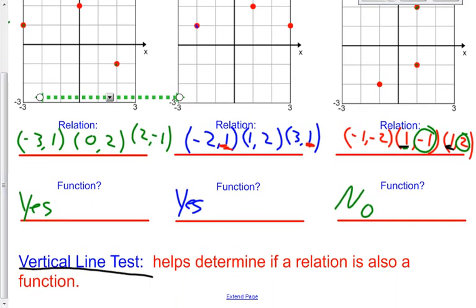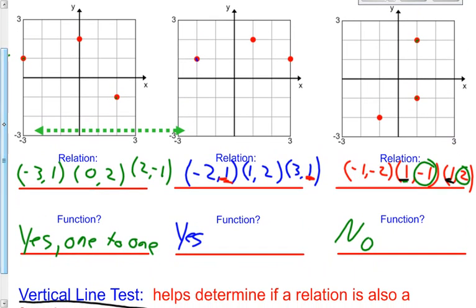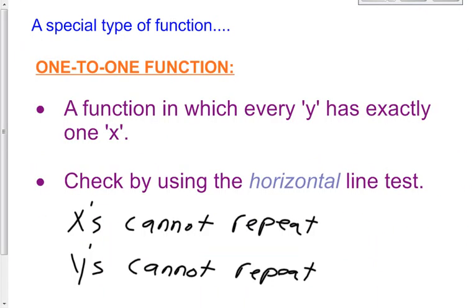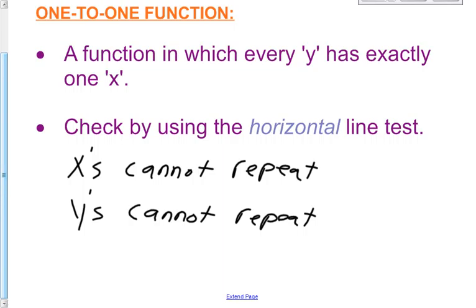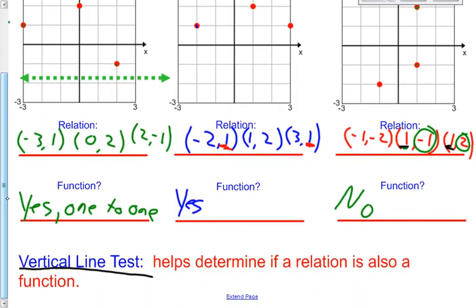So is it a function? We would say yes. And not only is it a function, it's also a one-to-one function. We know that because it passes the vertical and the horizontal line test. And also, class, remember the hint that I told you right here? The x's cannot repeat and the y's cannot repeat. If we look here, do any of my x's repeat? -3, 0, 2. No, the x's do not repeat at any time. Do my y's repeat? 1, 2, -1. Nope, they're all three different points. So this one is not only a function, but it's also one-to-one.